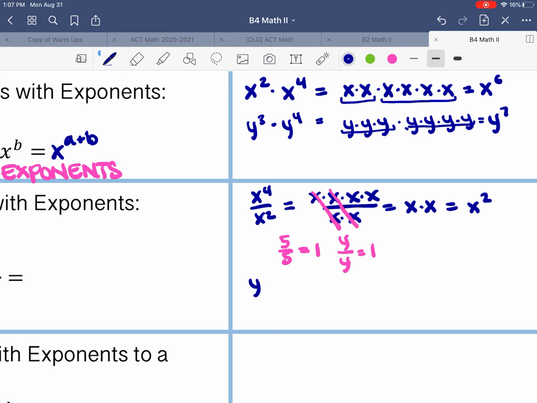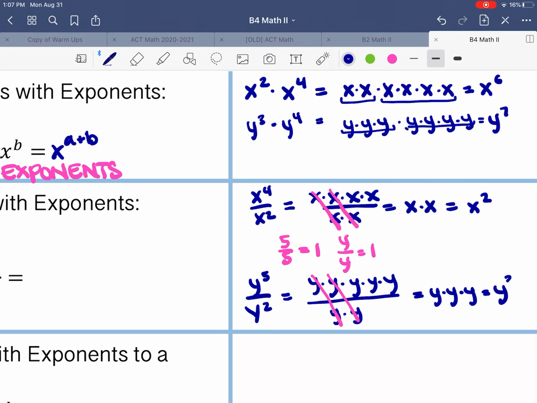Another example: let's do y to the fifth over y to the second power. So we have 5 y's on the top and 2 on the bottom. Canceling gets rid of 2 of the top y's, and it leaves us with y times y times y, which is y to the third power.